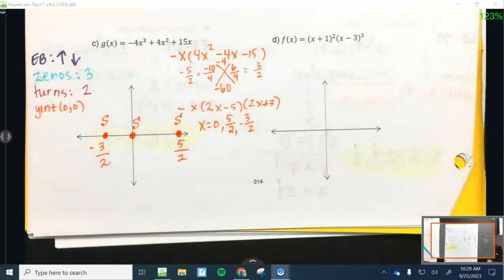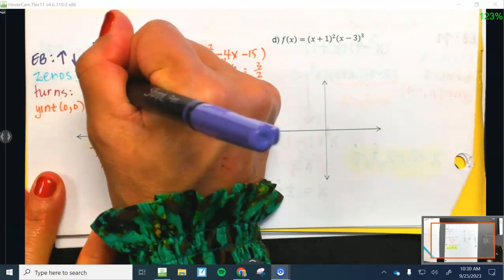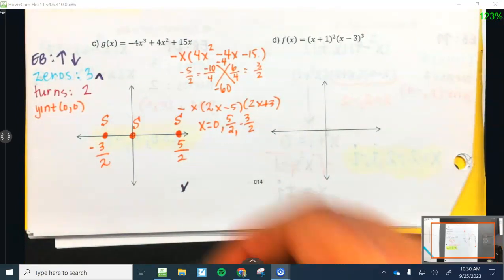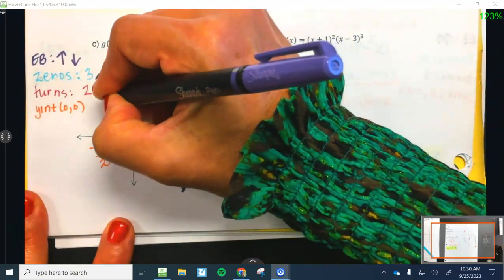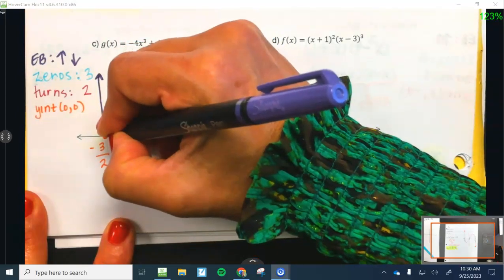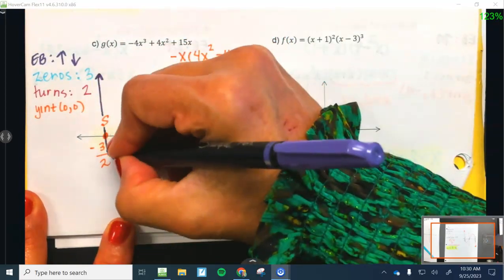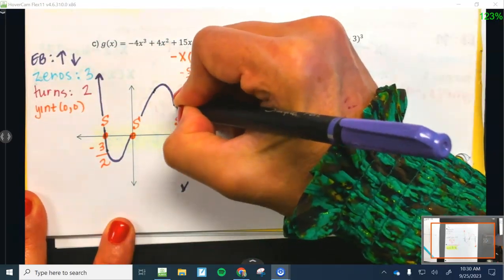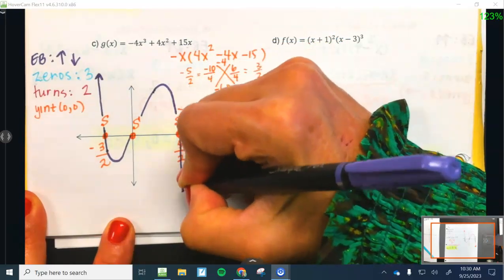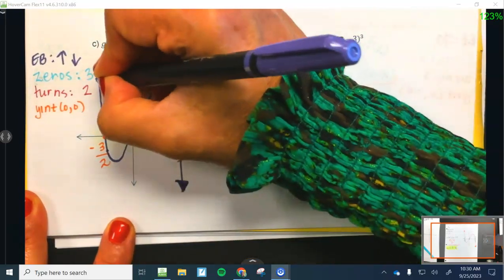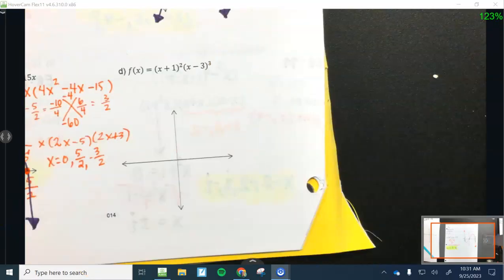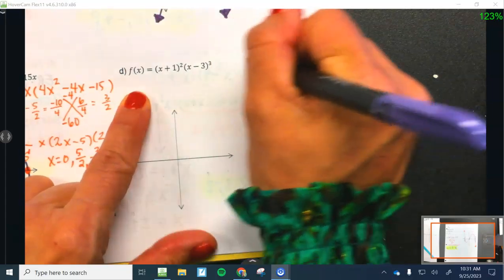Do not draw any graph until you draw your arrows first. So it's going to be up, down. And then just start drawing and do the behavior that you wrote down. Straight through, turns, goes straight through, turns, goes straight through. Going to change. Let's start talking about the end behavior.